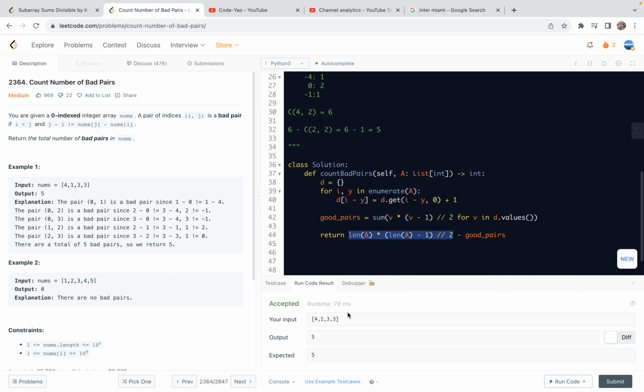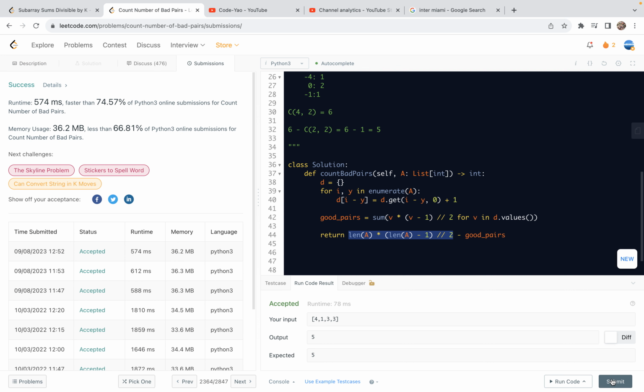Yeah, it passes example 1. Now let's look at the generic case. Yeah, it passes all the generic cases. If you want to be rigorous, you can add a filter, right? It's still the same.